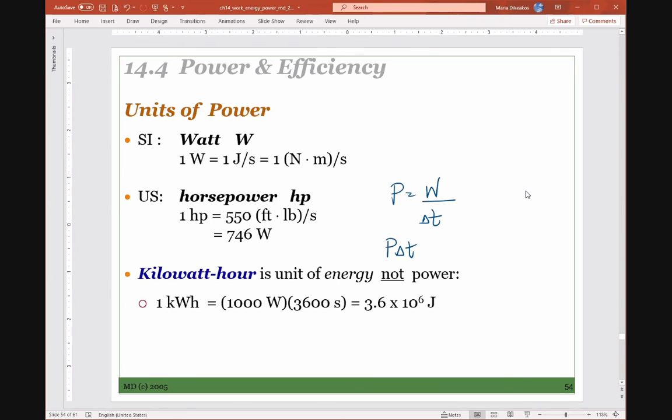Power times, if you cross multiply, times time is equal to the work. Power is in watts, time is in seconds, or in this case, hours. So kilowatts times an hour is equal to work, which is equal to energy. Specifically, 1 kilowatt hour is equal to 3.6 megajoules.